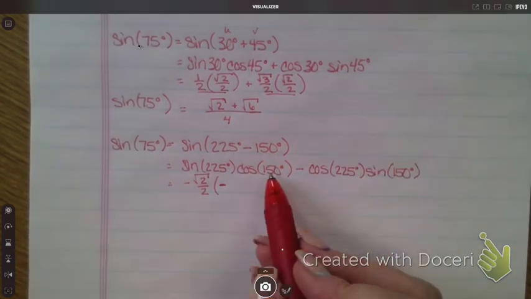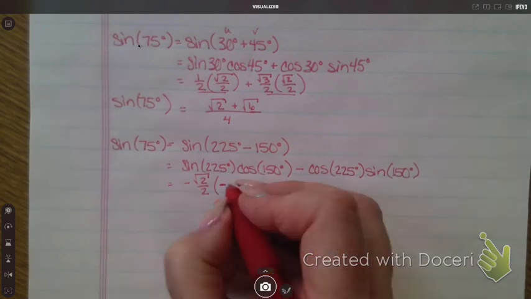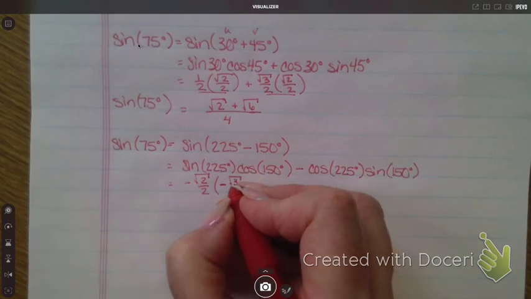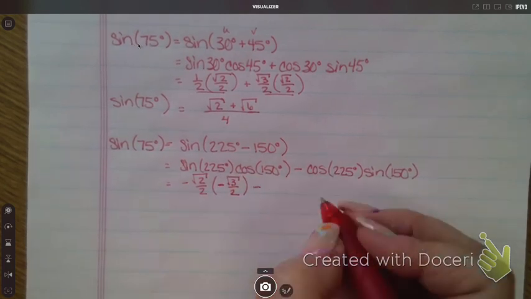And what is my reference angle to 150? 30. So what is the cosine of 30? Square root of 3 over 2. Now do you see what I did? Ethan? Not really. Okay, well, watch again.